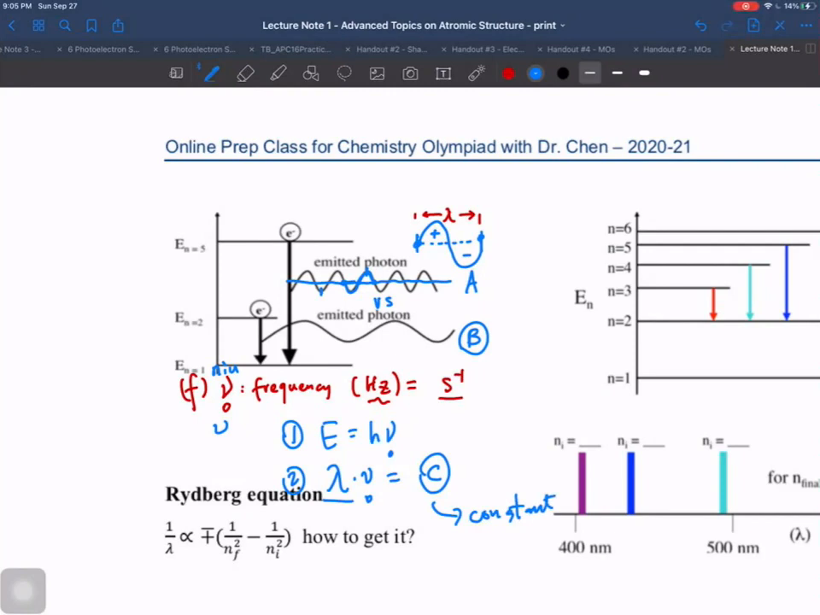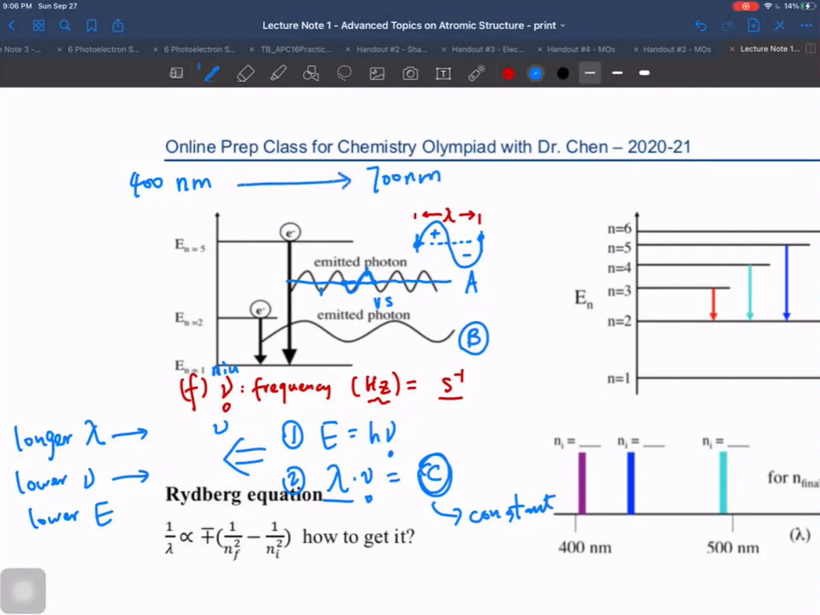So we got a few important conclusions. The first one, longer wavelengths means, how about the frequency? Since their product is a constant, it's a lower frequency, right? And lower frequency means, how about the energy? Lower energy level. Yeah, lower energy, right? So now let's go back to the visible light from 400 to 700 nanometer.